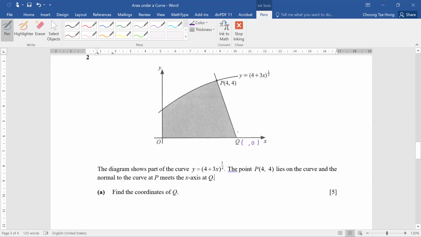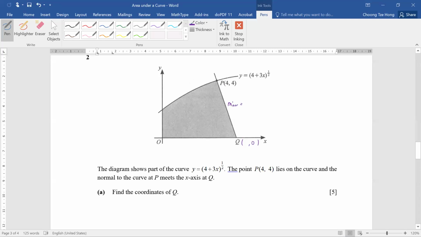And what is this equation going to be? This equation is going to be the equation of the normal to the curve at P, because point Q is where the normal to the curve at P meets the x-axis. So our immediate aim is to first find the equation of the normal to the curve at P. We already know the coordinates of P, so we just need one more thing, which is the gradient of the normal.